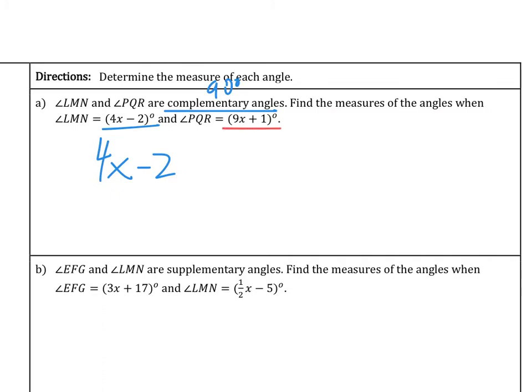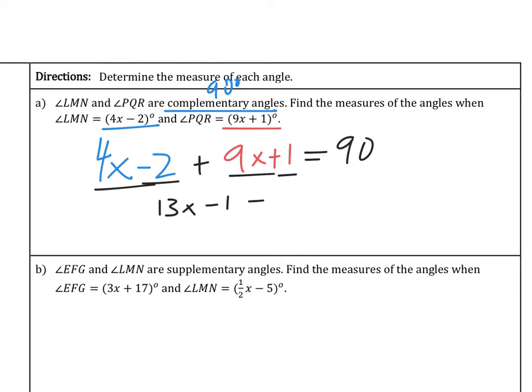So we've got the two angles. And we kind of did one like this a few minutes ago. And they add to 90. That's the idea. So we combine like terms. That's 13x. Negative 2 plus 1 is negative 1. Now we've got to get that 1 to both sides. And 13x equals 91. Finish off with a little divide.